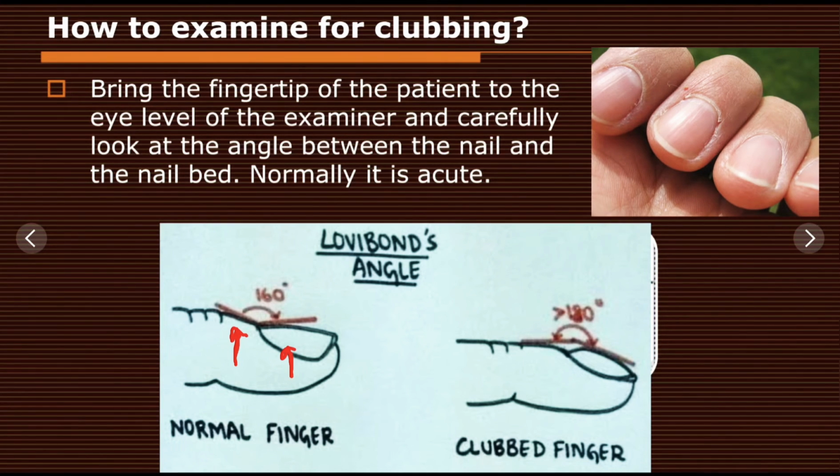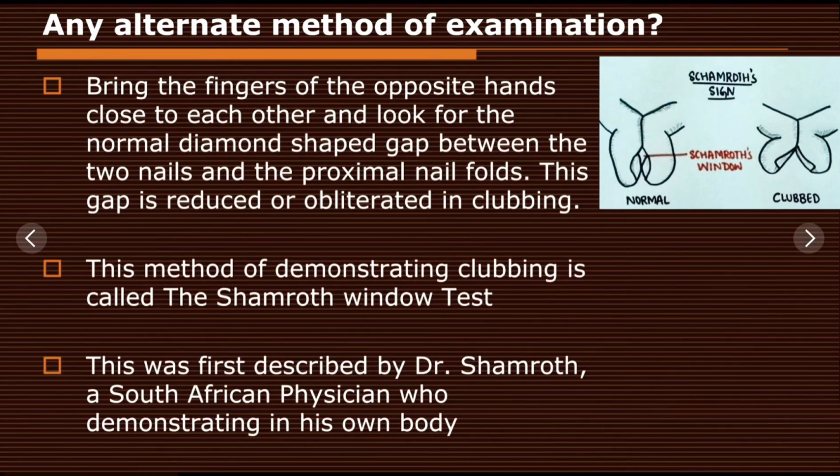If it is more than 180 degrees, it is an obtuse angle, and it is because of the clubbed finger. This angle is known as the Lovibond angle. The Lovibond angle is normally less than 160 degrees in normal healthy individuals. If it is more than 180 degrees, then it is due to a clubbed finger, or it is not normal.